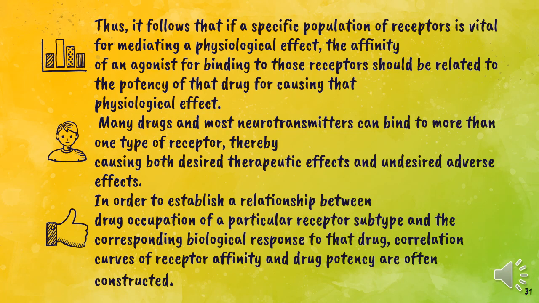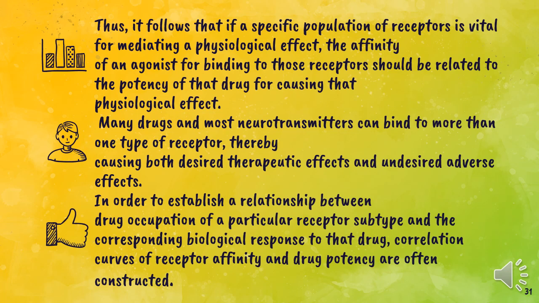Many drugs and most neurotransmitters can bind to more than one type of receptor, thereby causing both desired therapeutic effects and undesired adverse effects. So if we are administering a drug, we should consider its desirable therapeutic effects in comparison to undesired effects. The drug should be potent enough to give that therapeutic effect.